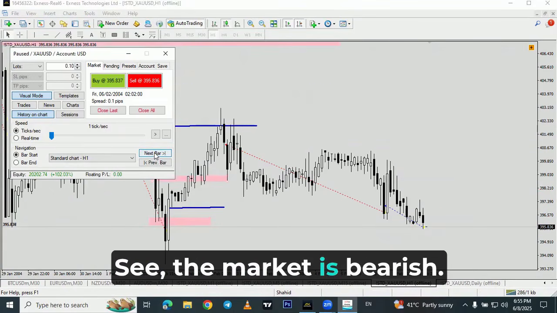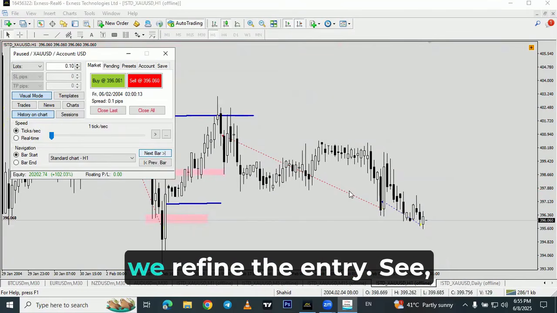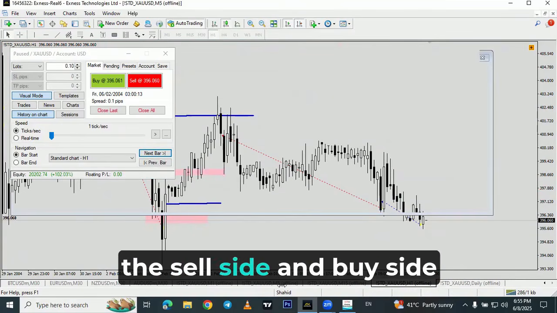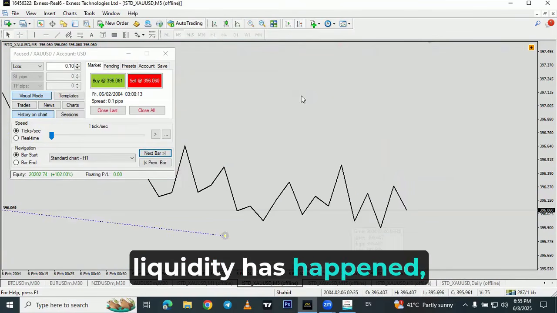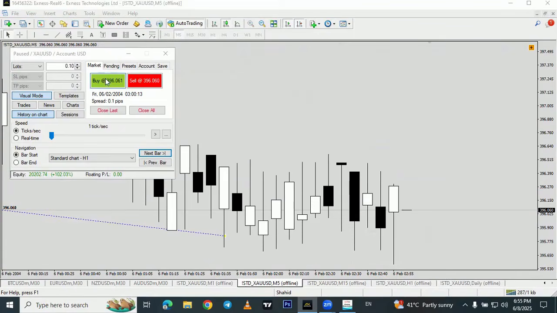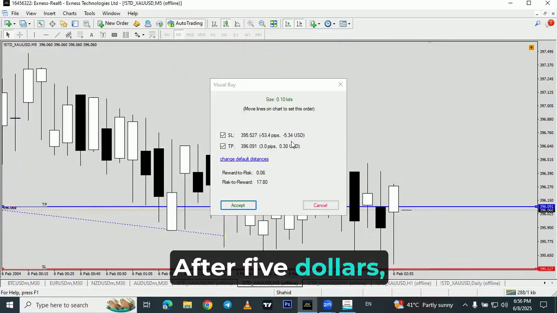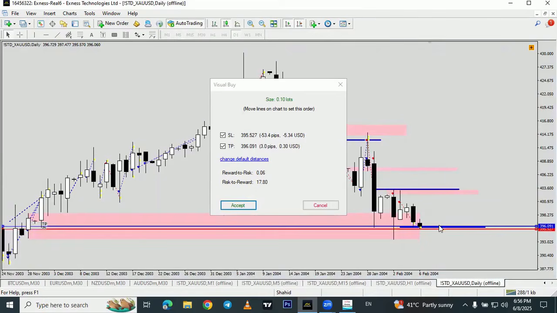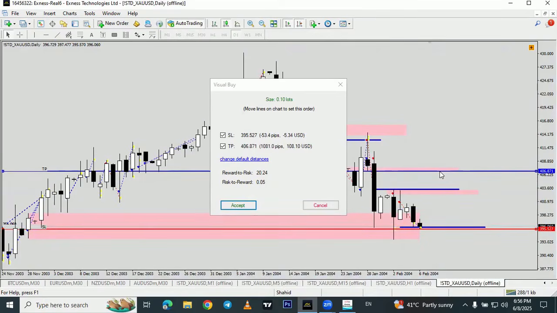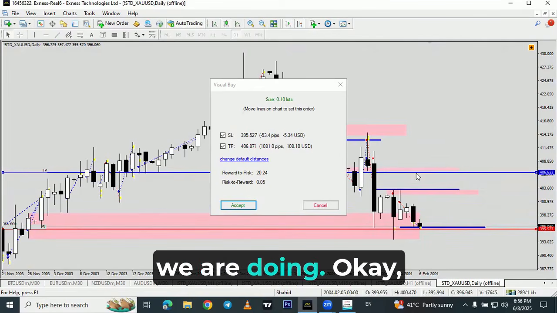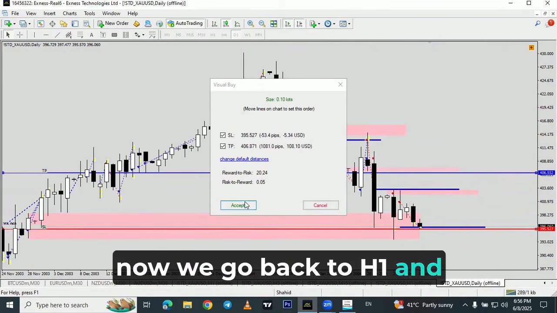See, the market is bearish, and here on 5 minutes we refine the entry. See, the sell side and buy side liquidity has happened. So here we buy it simply again. See how much is $5. After $5, our target is the same zone we are doing. Okay, now we go back to H1 and wait for this thing.